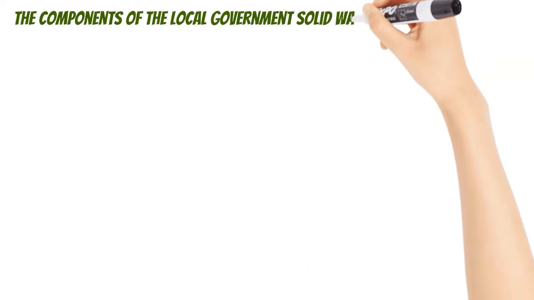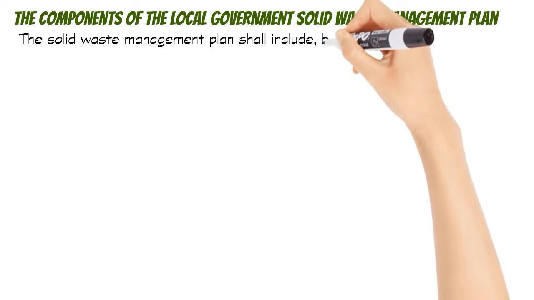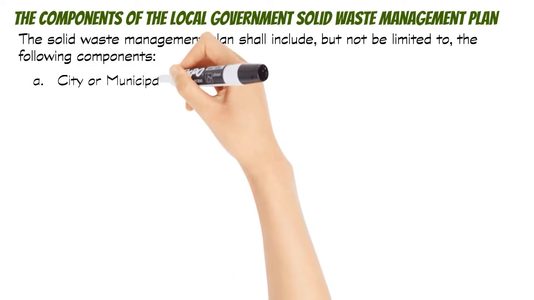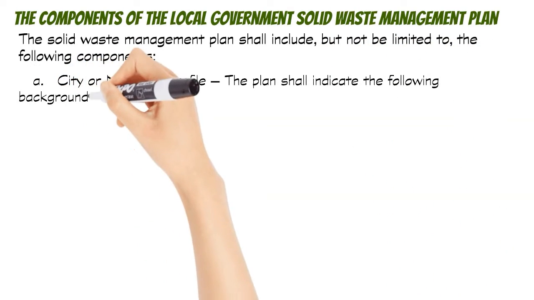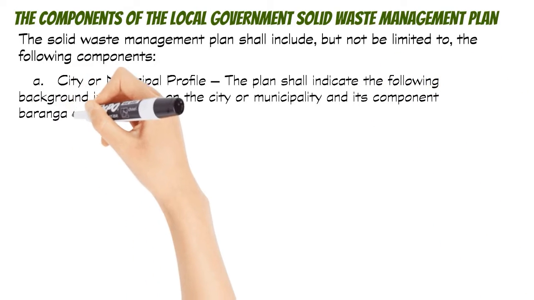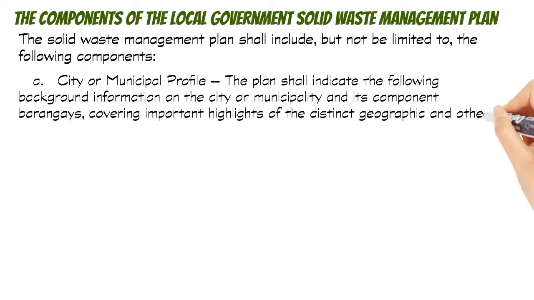The components of the local government solid waste management plan. The solid waste management plan shall include, but not be limited to, the following components. A. City or municipal profile. The plan shall indicate the following background information on the city or municipality and its component barangays, covering important highlights of the distinct geographic and other conditions.